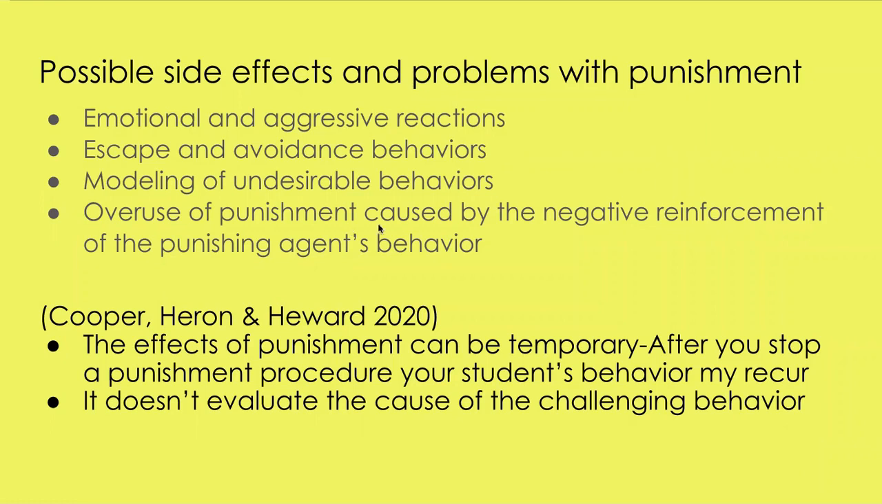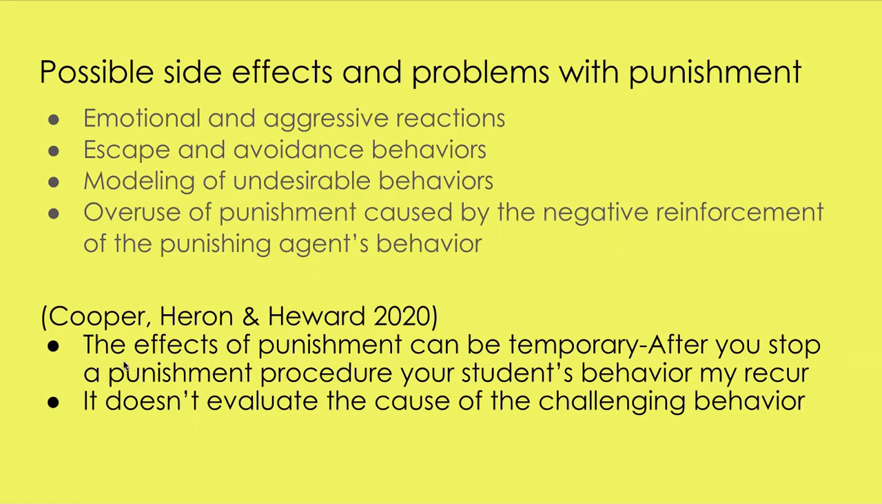Overuse of punishment caused by the negative reinforcement of the punishing agent's behavior. So that's the teacher. We end up getting negatively reinforced because the challenging behavior goes away quickly. So we often will sometimes overuse punishment because it has that immediate effect where the behavior stops in that moment.